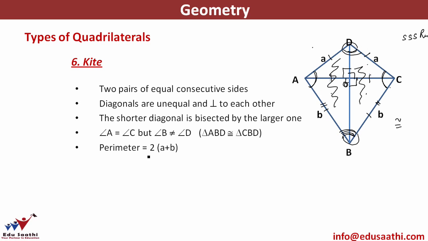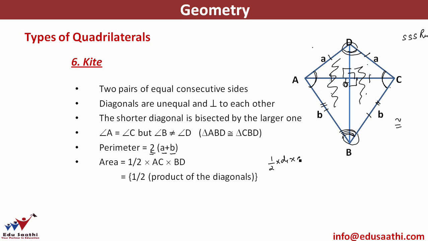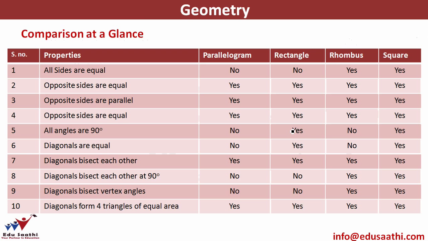Perimeter, sum of all the sides, so 2 times A and 2 times B, add them up. Area, similar to the area of rhombus, it is half into the product of diagonals that you have. Half into the product of the diagonals that I can use.